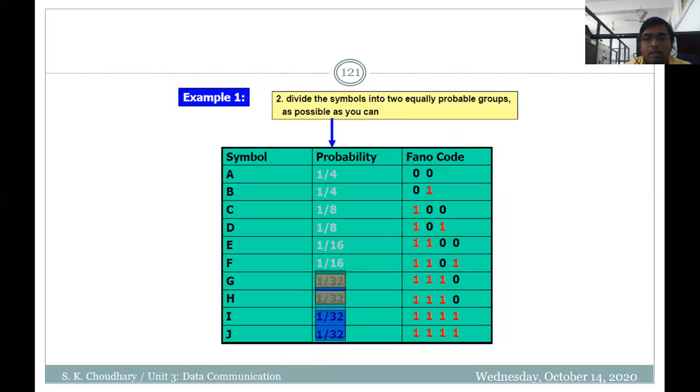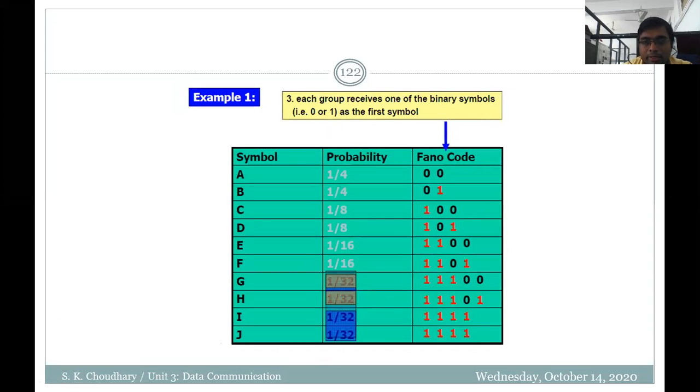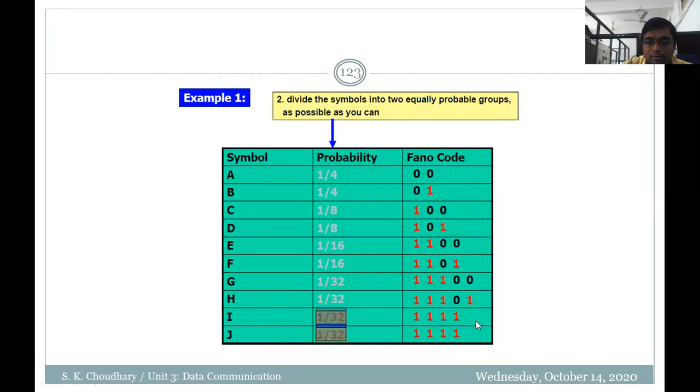Again we divide into two equally probable symbols between G and H and allocate the binary numbers. You can see in this slide, in the next step we again do the equal partition and allot binary 0 and 1 to G and H correspondingly. In this way, up to this point we have completed the encoding up to H. Only I and J remain, and both have equal probability. You can further divide it and allocate 0 and 1 like this. You can see in the next slide.